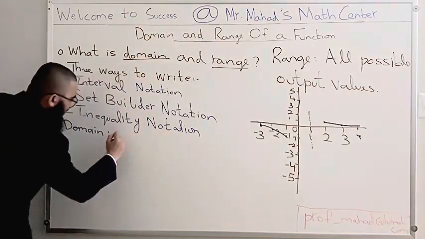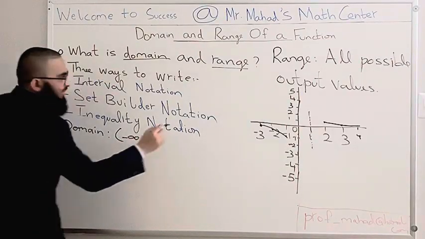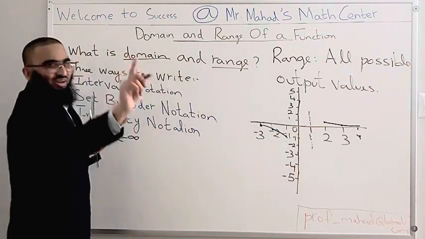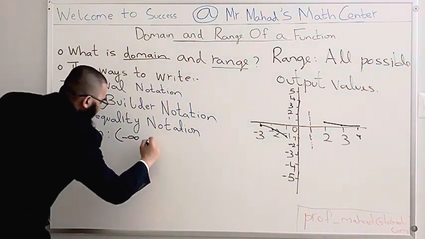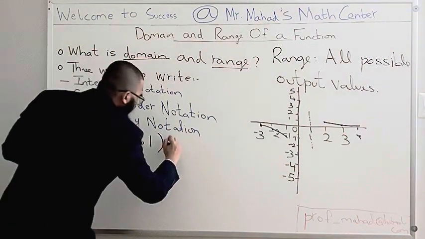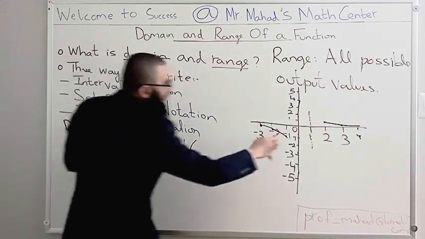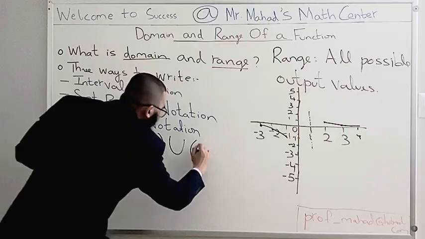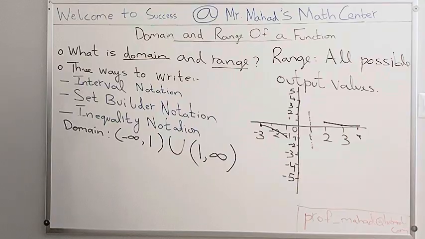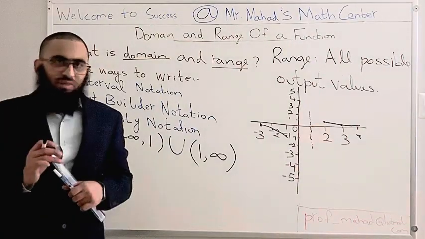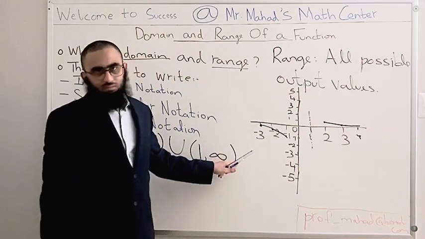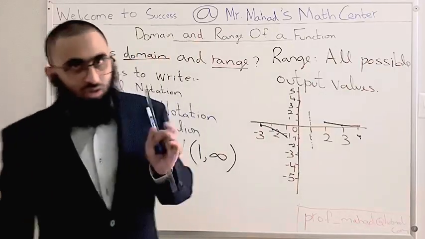So the domain is negative infinity, okay? So it's coming from negative infinity all the way before 1. 1 is excluded. Therefore, I'm going to write negative infinity, comma 1 with a bracket, not a square bracket. Union, again, above 1 until infinity. Again, you're going to use a bracket, not a square bracket. Now, generally, the rule of mathematics is that whenever you have negative infinity or infinity, you will always use a bracket. Negative infinity and infinity are not included.